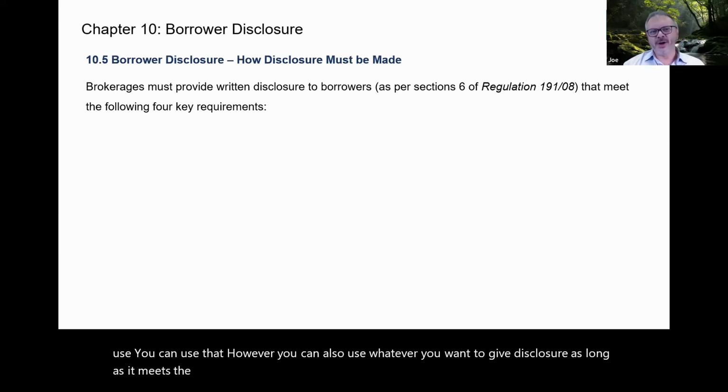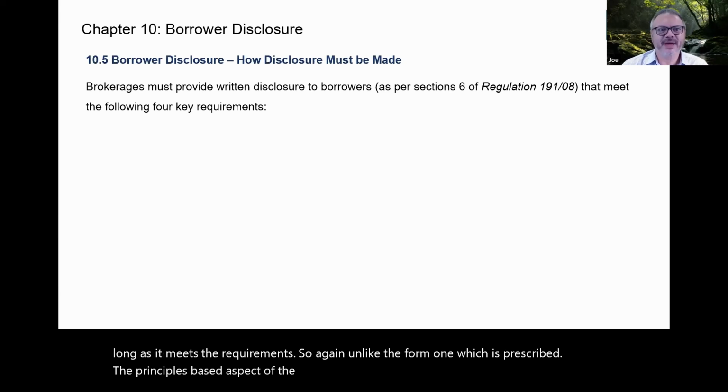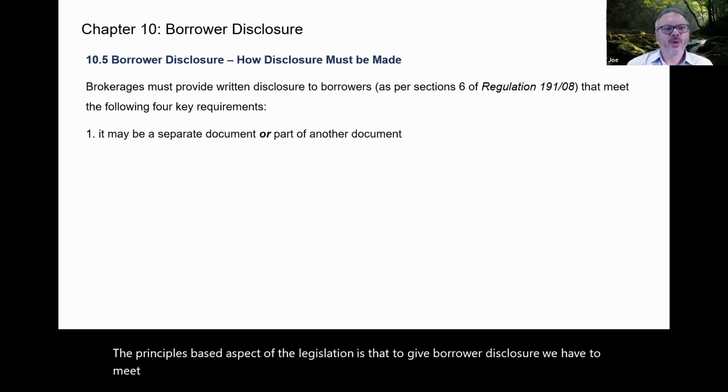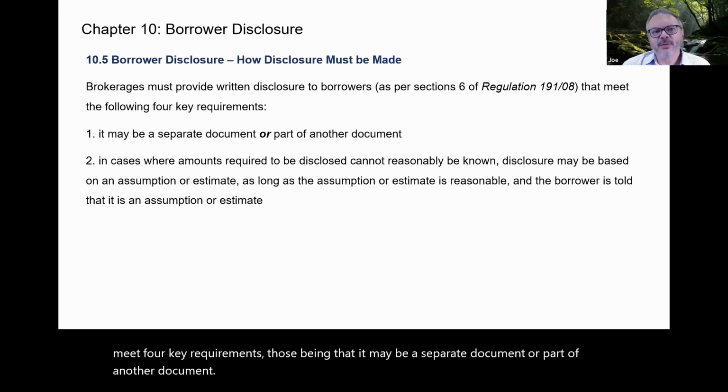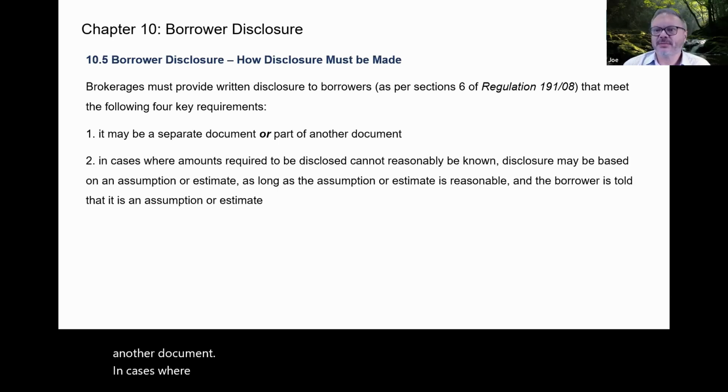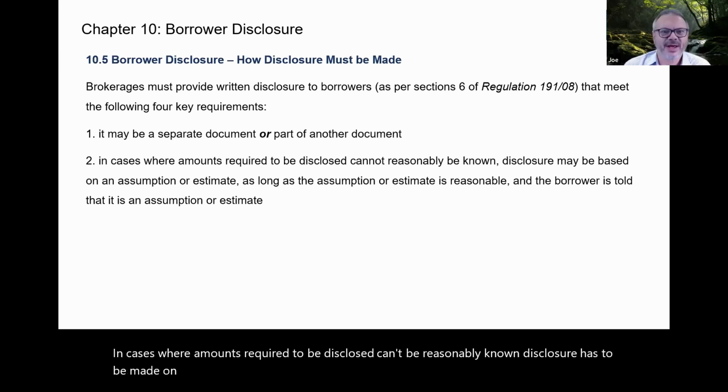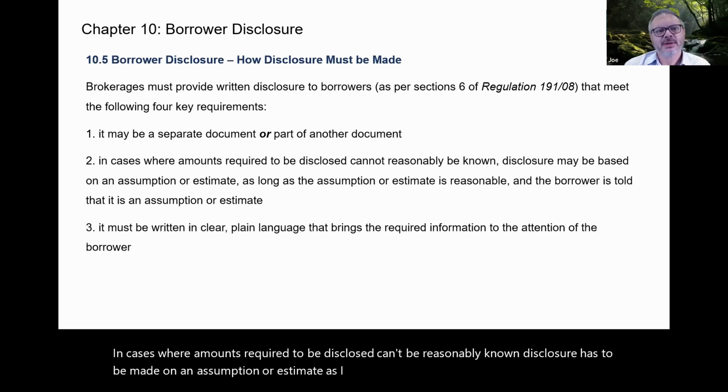So again, unlike the Form 1, which is prescribed, the principles-based aspect of the legislation is that to give borrower disclosure, we have to meet 4 key requirements. Those being that it may be a separate document or part of another document. In cases where amounts required to be disclosed can't be reasonably known, disclosure has to be made on an assumption or estimate, as I previously mentioned.